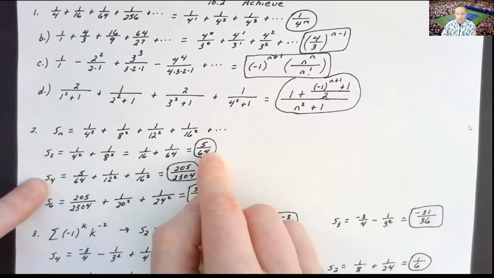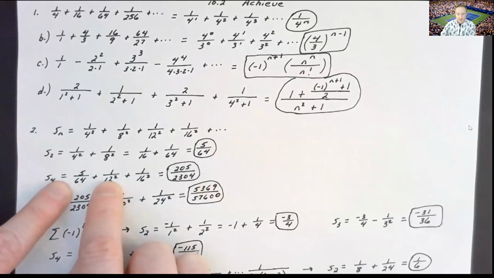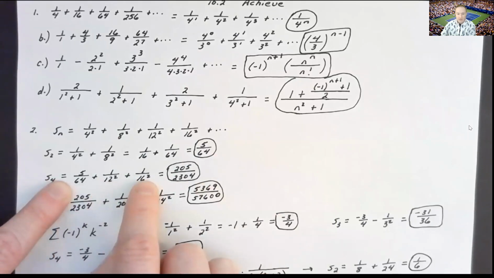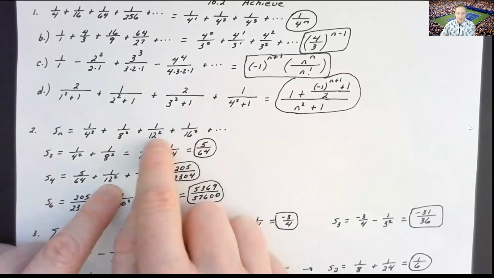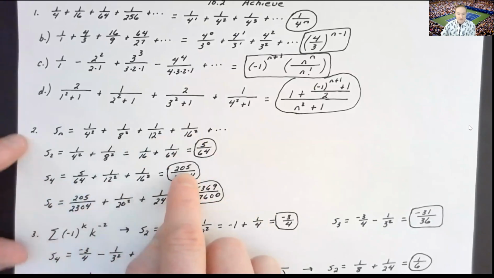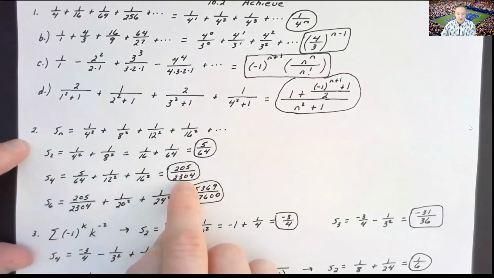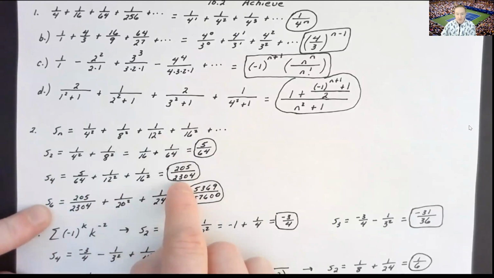Now, what's your fourth partial sum? Well, your fourth partial sum is your second partial sum plus the third term and the fourth term. So you just say, well, it's the sum of the first 4 terms. I already know the sum of the first 2. So the only thing I'm adding is the third and the fourth term. Now I just used my calculator to simplify that expression to 205 over 2,304. And then you say, well, okay, now the sixth partial sum.